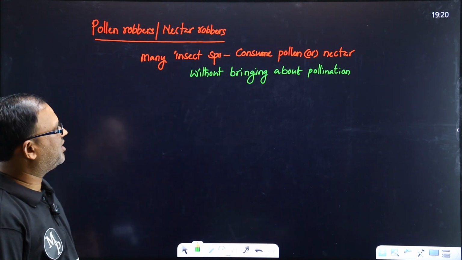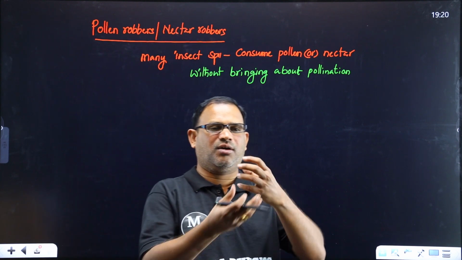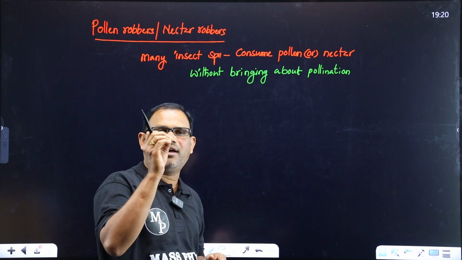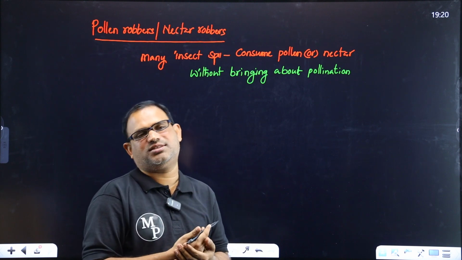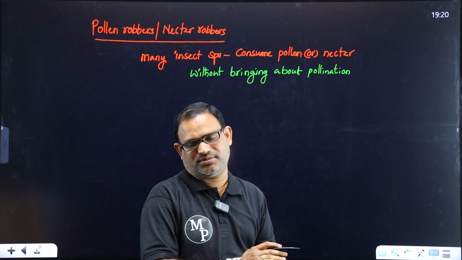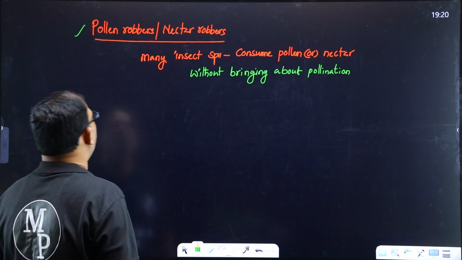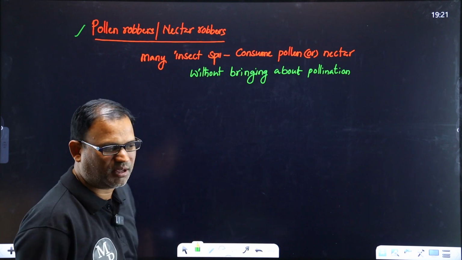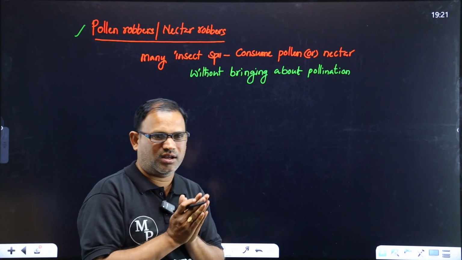Insect species consume nectar or pollen from the nectar glands at the base of the petal, but without bringing about pollination. Such species are called pollen robbers or nectar robbers. This is also there in NCERT. It's very important. Okay, clear?